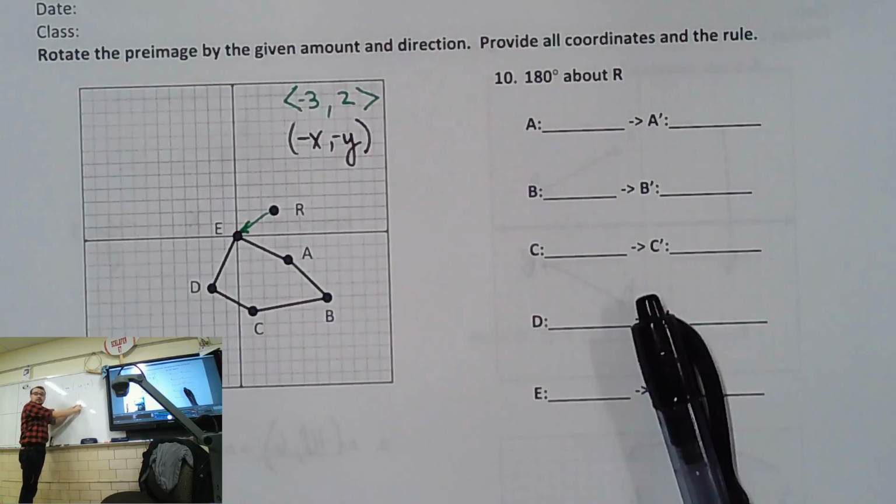Did the horizontal stay horizontal? Did the vertical stay vertical? Then x and y don't switch. Their direction does, though. We were going up here and now we're going down. We were going to the right here and now we're going left. Negate the x, negate the y.